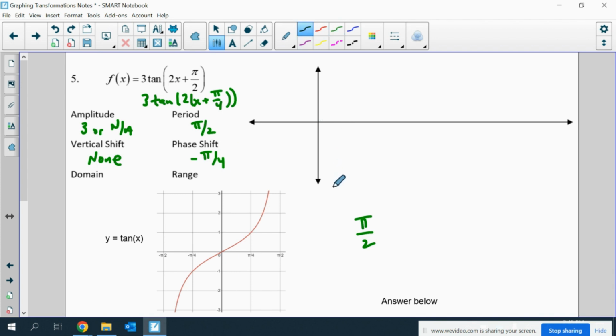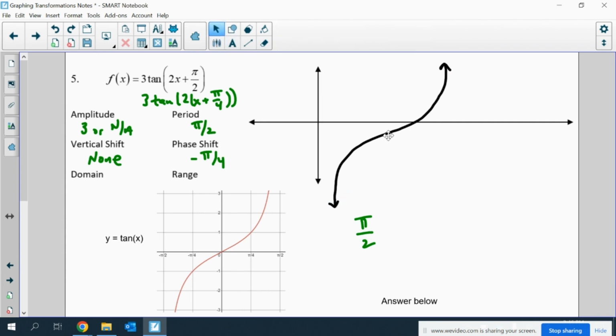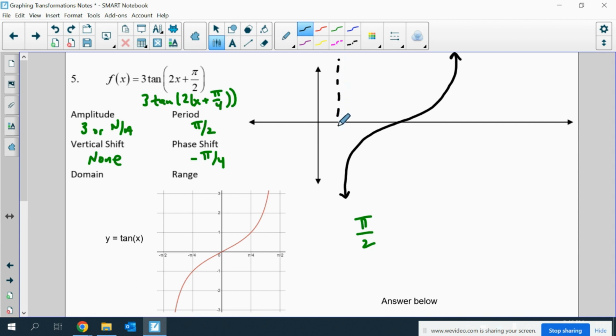So my graph is going to look something like this. So there's tangent. And then I'm going to have asymptotes in certain spots. And then I want 5 x values. So if we figure out where these things are, I have a stretch of 3.